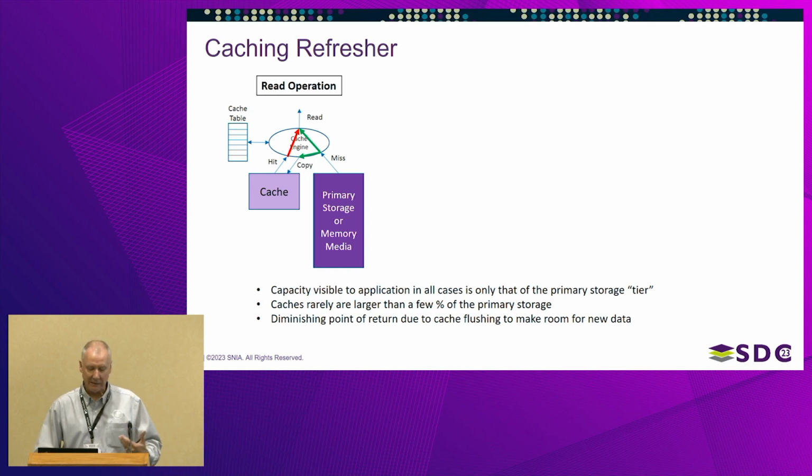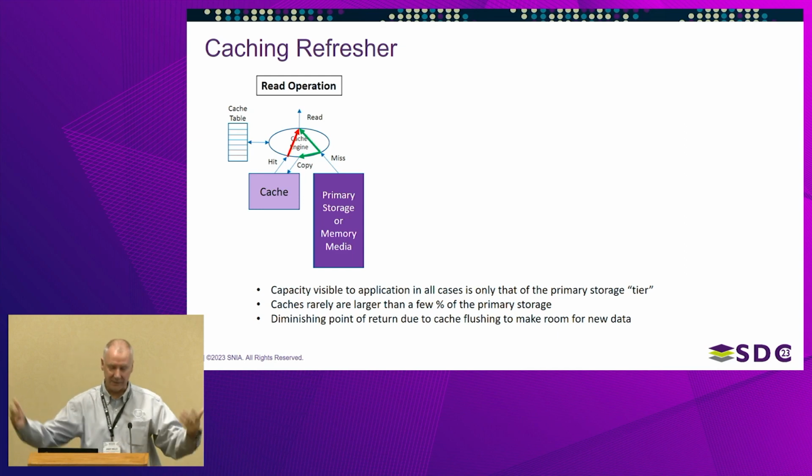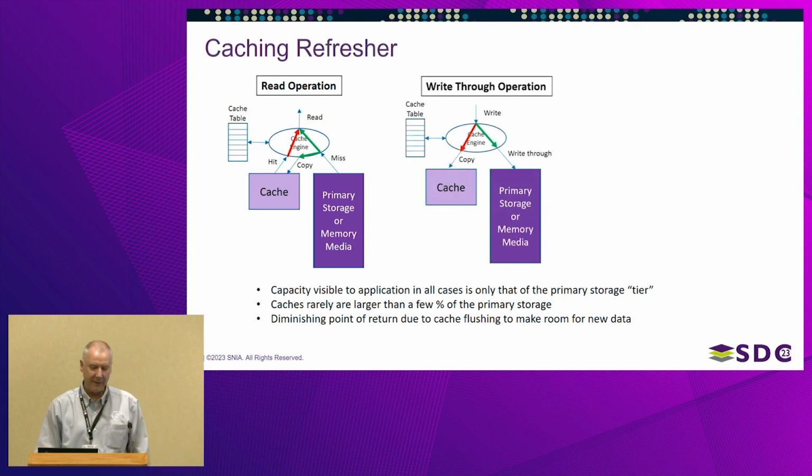If I hit the cache, I'm going to get very high speed, high performance out of that read, the red line shown on the circle there in the cache engine, versus a general read where it misses. I'm going to pull it from the primary storage at the lower speed, but I'm making a copy in my cache for the next time I come back and it's there. So pretty straightforward. Write through operation is when you write through to the media, but you make a copy in the cache maybe.